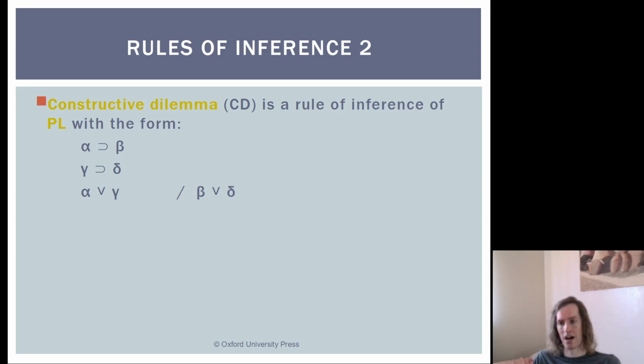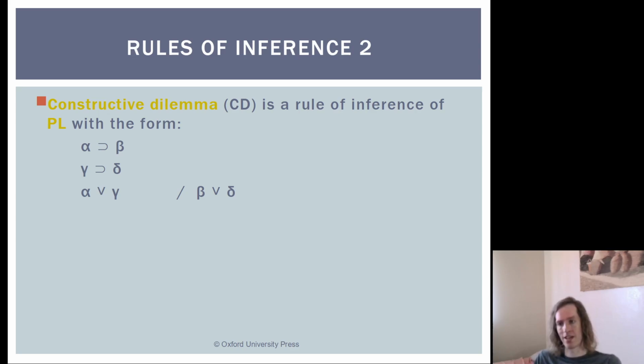So if we have 2 conditionals as different premises, and we have a disjunction where each of the disjuncts is one of the antecedents of the 2 conditionals, we can conclude from that a disjunction that has each of the disjuncts as one of the consequents of those conditionals.